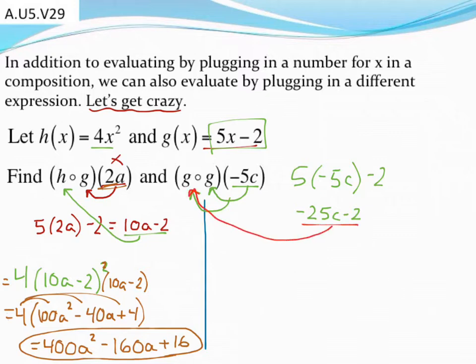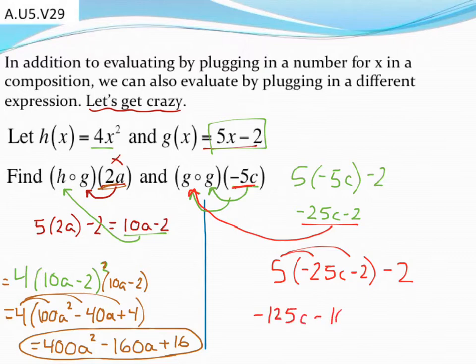I'm working my way away from that expression, that negative 5c. So if I do this back into g one more time, I've got 5 now times negative 25c minus 2, and then that minus 2 at the end of the function. So let's go ahead and distribute that 5. So negative 125c minus 10, and then minus 2. And of course, if I go ahead and combine like terms, I'll end up with a brand new final answer of negative 125c minus 12.